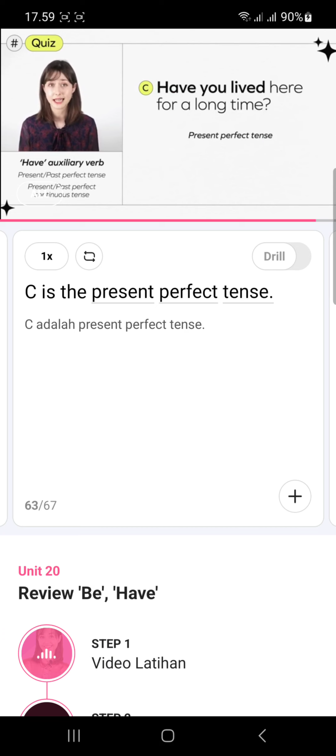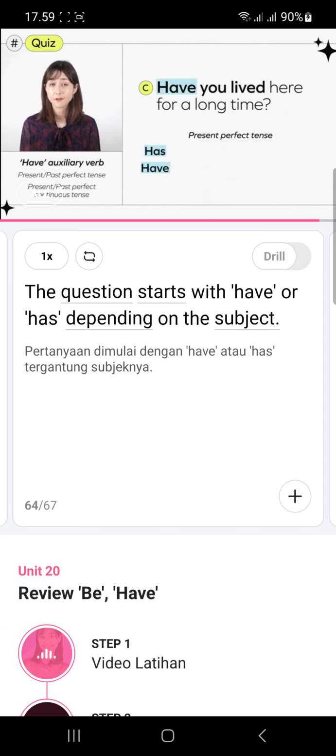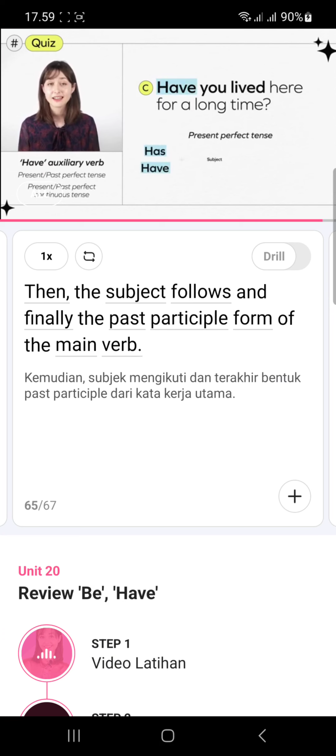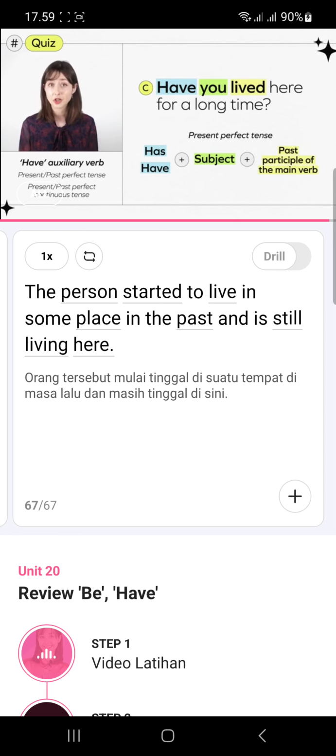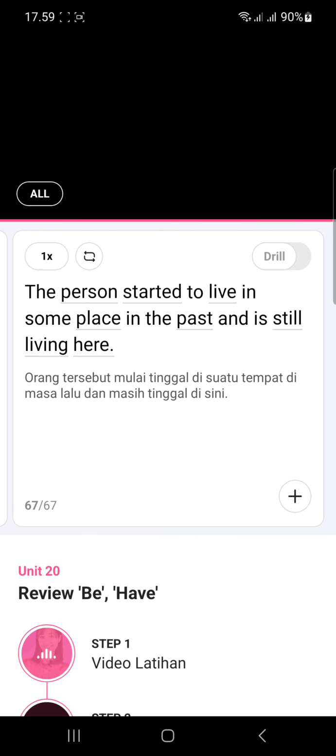C is the present perfect tense. The question starts with have or has, depending on the subject. Then the subject follows, and finally the past participle form of the main verb. Have you lived here for a long time? The person started to live in some place in the past and is still living here.